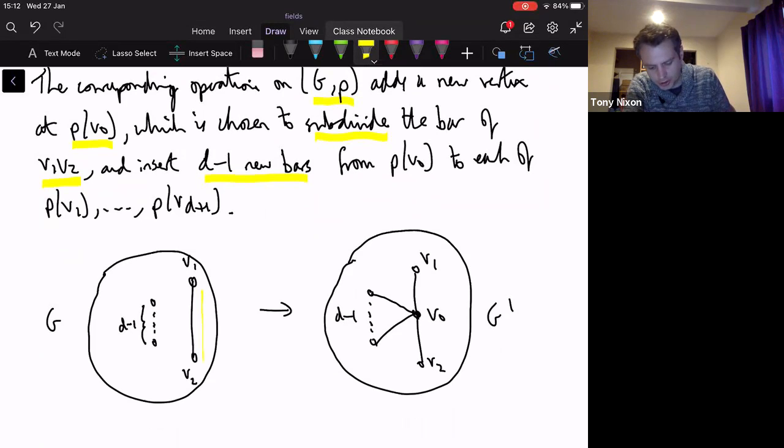We're going to delete that edge, subdivide it, add V0 to V1 and V2 as a nice little collinear triangle, and then we take d minus 1 additional vertices and join it to those. So for example, in dimension 2, it's only one additional vertex, and so V0 would be a degree 3 vertex if we were talking in 2 dimensions. Okay, so that's going from G to G dash, and really I've drawn it as if it's the framework going from GP to G dash P.